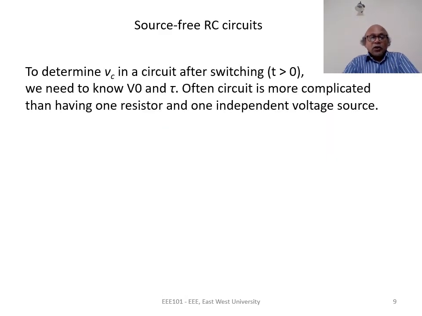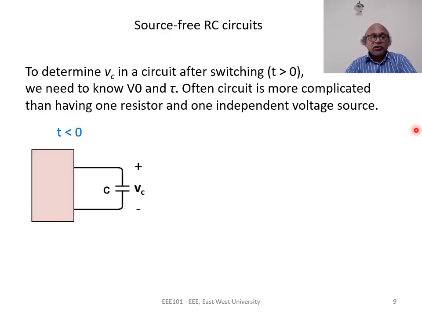Okay, to determine VC in a source-free RC circuit after the switching, we need to know V0 and tau. The analysis circuit that we have considered contained only one resistance R, but often circuits will be more complicated than having a single resistance. They may contain a network of resistances, they may even contain dependent sources. The question is how to find V0 and tau in those circuits.